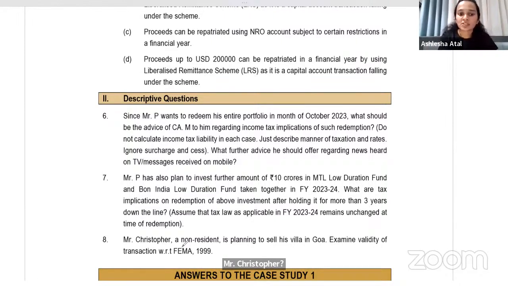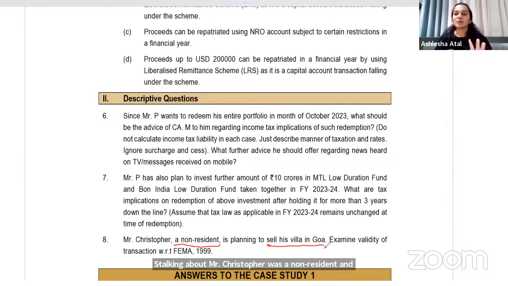It's talking about Mr. Christopher, who is a non-resident, and he's planning to sell his villa in Goa. Now, examine the validity of transaction with respect to FEMA 1999. So here the question comes in that Mr. Christopher, being a non-resident, can he sell his villa in Goa? Now for this, let's go back to the case study and see how did he acquire the villa and when was the villa acquired?